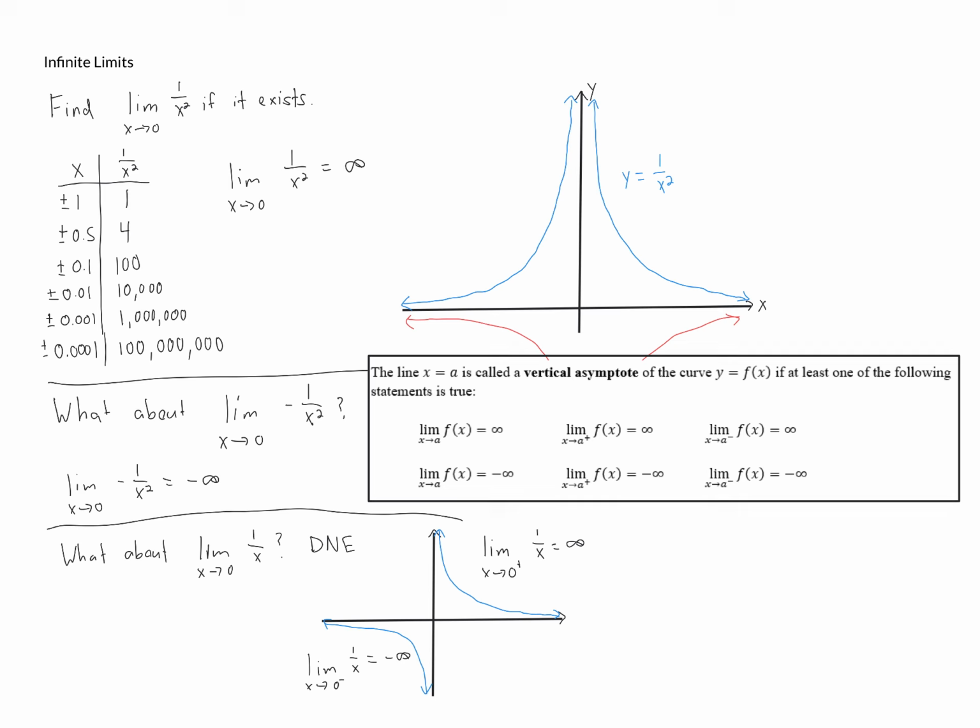And these statements involve the limit or the right-handed limit or the left-handed limit of the function equaling either positive infinity or negative infinity. If any of these limits, the right-handed, the left-handed, or the two-sided limit, as x approaches a, equal either positive infinity or negative infinity, that tells us that we are having a vertical asymptote.